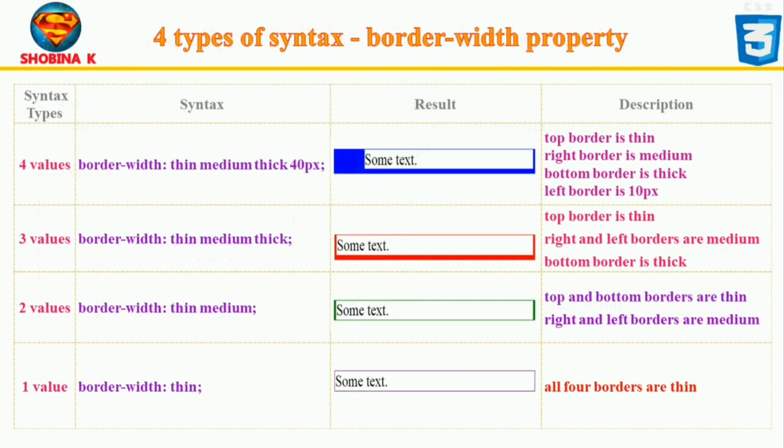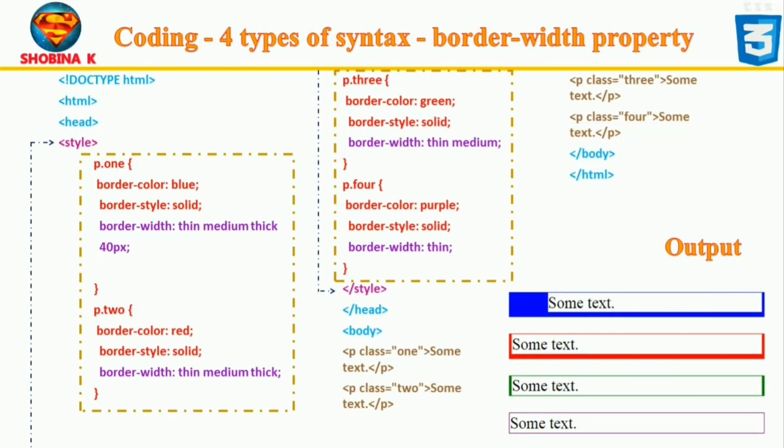Like the border style property, the border width property can have 1 to 4 values. Each value specifies the width for each side of an element. For example, if 4 values are provided, they will be applied to the top, right, bottom and left borders in that order. If 3 values are given, then it is applied to top, left and right, and bottom in that order. If 2 values are given, then the first value will change the width of top and bottom border, while the second value will change the width of left and right border. If only one value is given, then it will set the width for all the 4 sides of the border. And here is an example of border width property with 4 different types of syntax.